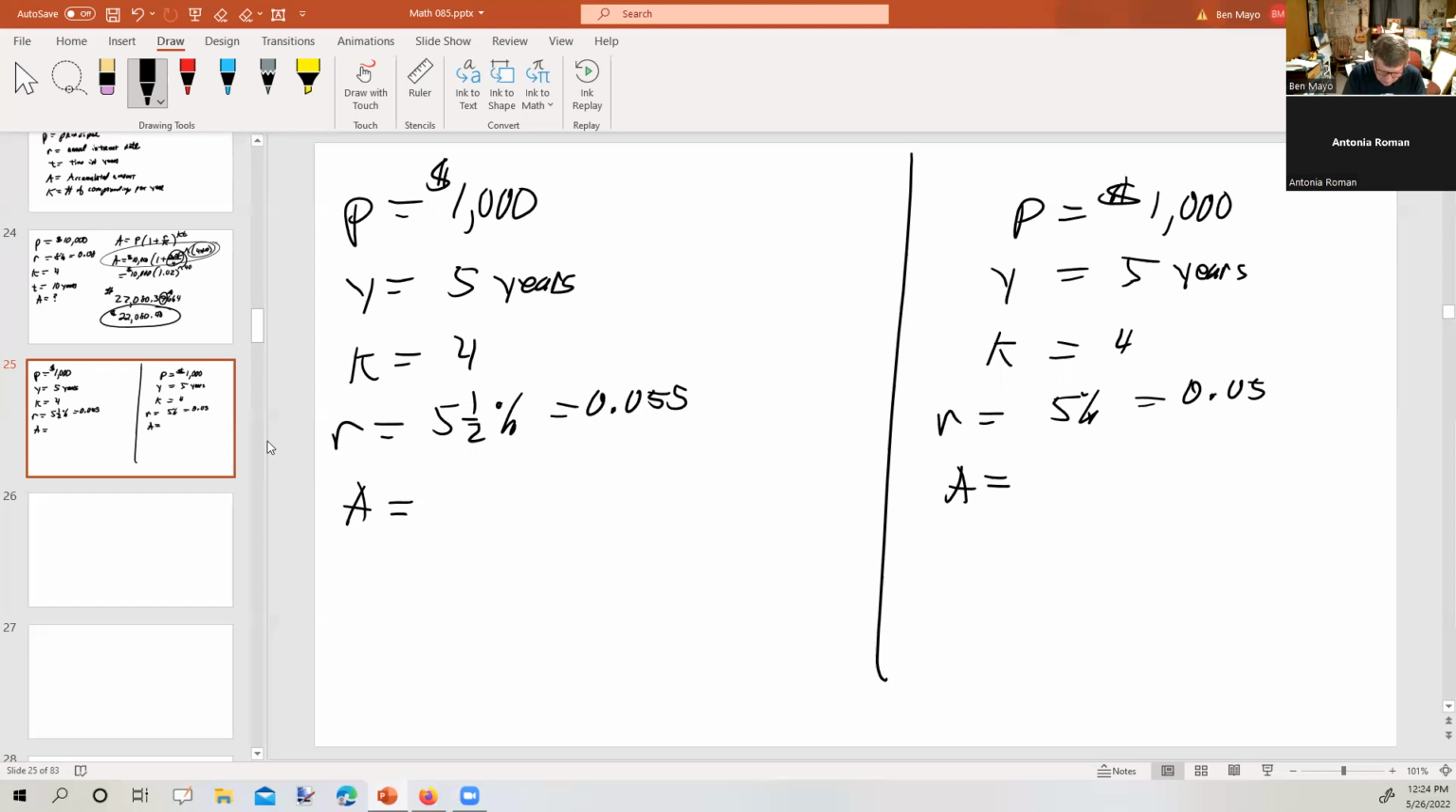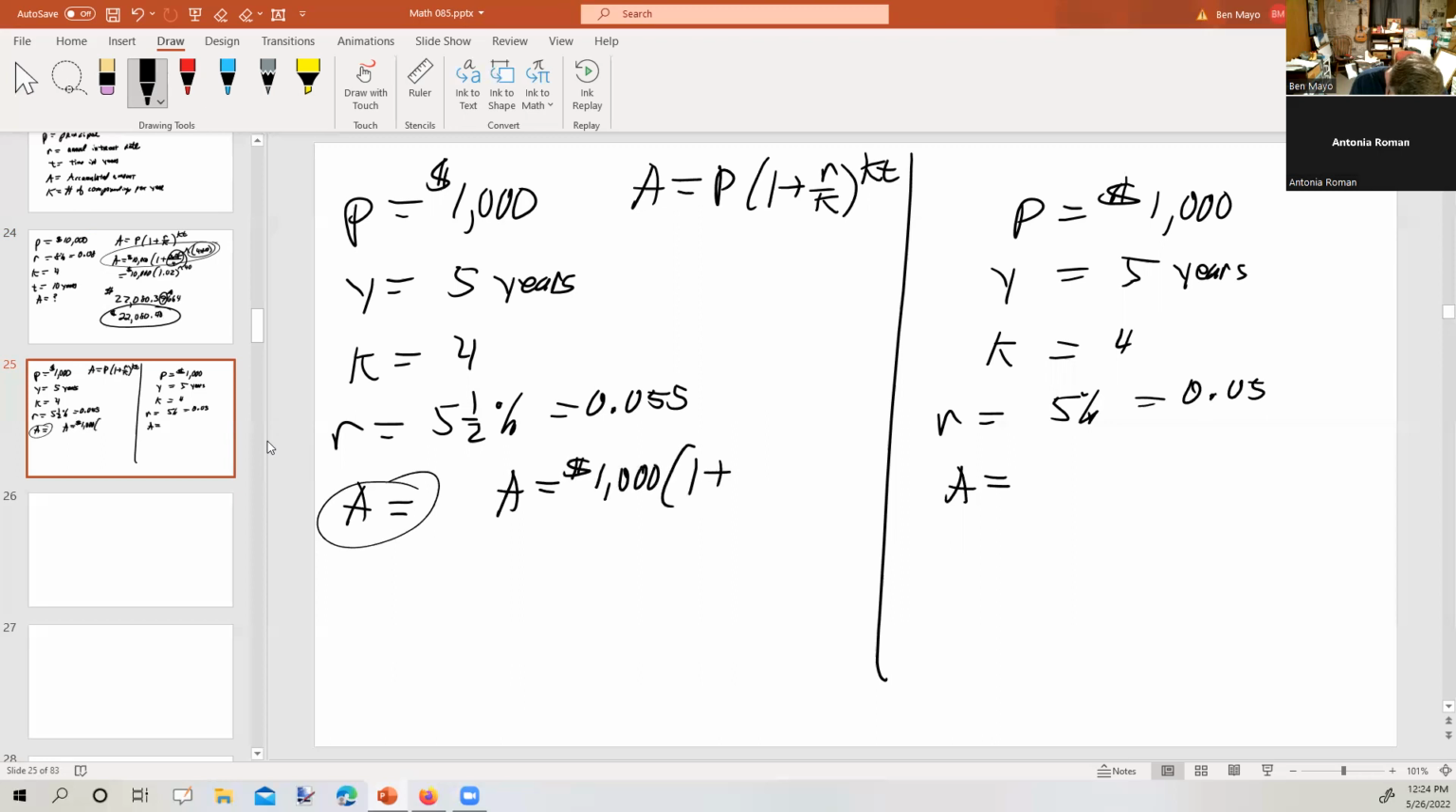So if we get the accumulated amount, that'll be the original principal plus the interest, right? Okay, so using the formula A equals P times 1 plus R over K to the KT power. For this first one, we'd have A equals $1,000, 1 plus 0.055 over 4 to the, let's see, 4 times 5 power. So the exponent is going to be a 20.